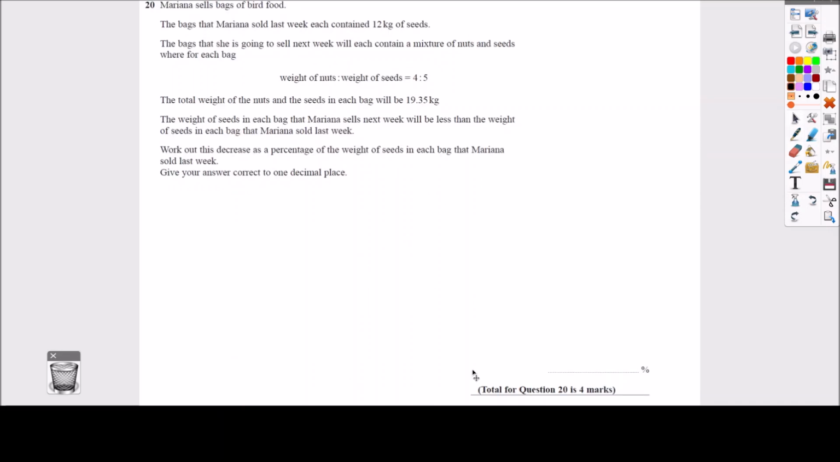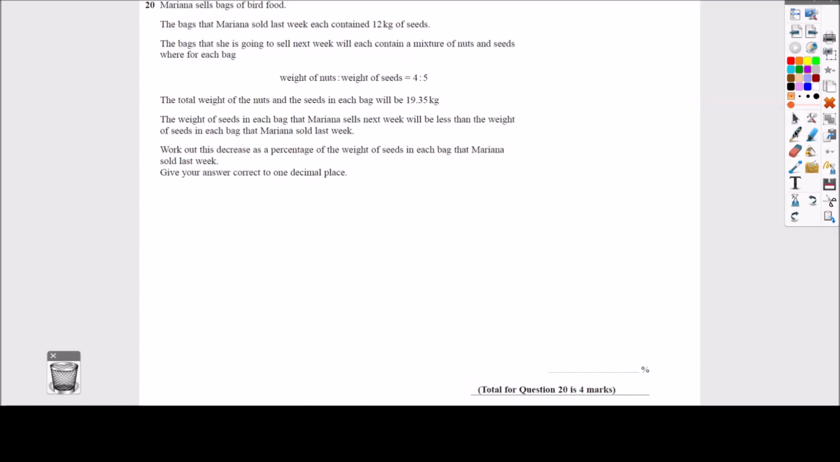Question 20. Now there are a lot of words to wade through here. Okay, in short, Mariana sold 12 kilograms of seeds last week. We're going to have to work out how many seeds she sells next week. We're told that the number that she sells next week is going to be less. And we're being asked to work out the decrease as a percentage of seeds sold last week.